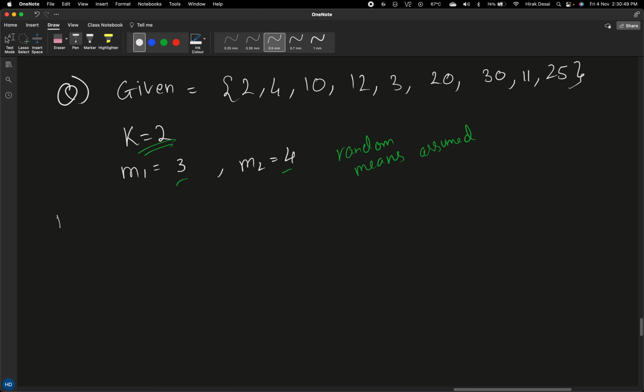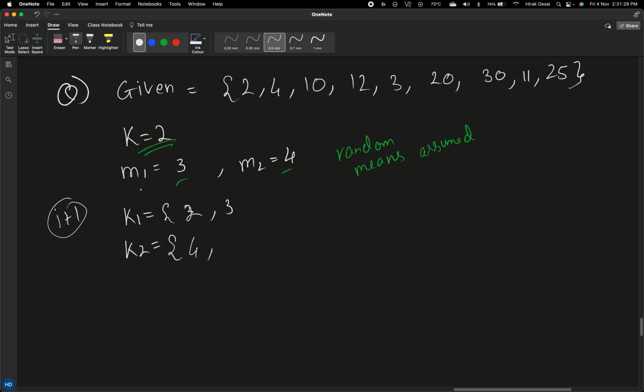Let's call this IT1, iteration 1. We have K1 and K2. Value closest to 3: 3 minus 2 is 1, so let's put 2 there. 3 minus 3 is 0. Now let's start at 4. 4 minus 3 is 1, but 4 minus 4 is 0. So 4 becomes part of cluster 2.